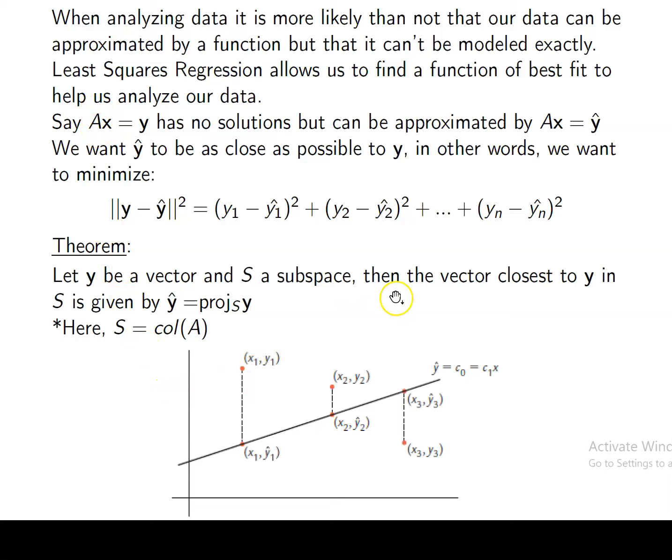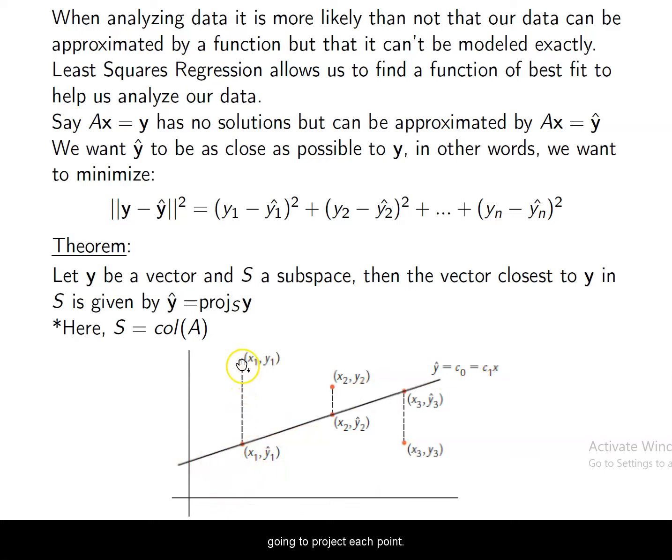So it's just the space that's generated by, in this case, the column vectors of my matrix. Okay, so it would look something like this. These are all my actual data values, x1, y1, x2, y2, x3, y3. It doesn't fall on an exact line, although it does look like it's decreasing here. Let's say that my line of best fit is this line, because maybe there's other values here that are not being mentioned.